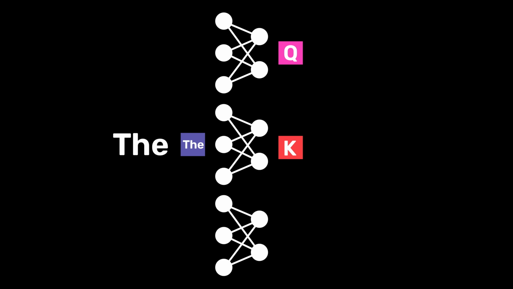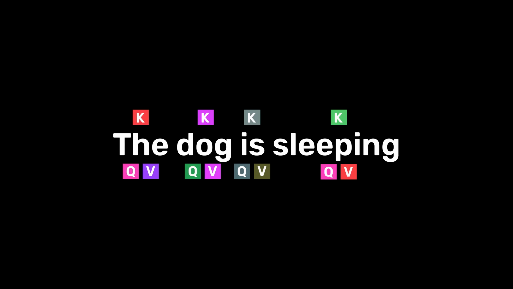If we take a sentence like "the dog is sleeping" and pass each token through those 3 networks, we will get the values for each token. And you can notice that every token produces a different set of Q, K, and V. And now we're ready to run self-attention on this sentence.